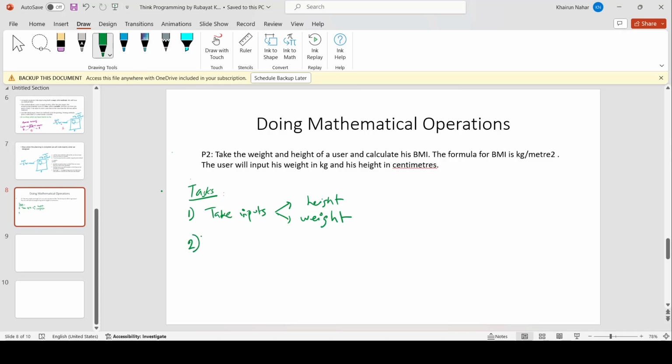Now the second task is we have to convert the height from centimeter to meter before applying the formula, because the formula is meter square. So the second task is convert the height from centimeter to meter. And finally, third task and the final task is to use the formula, find BMI.